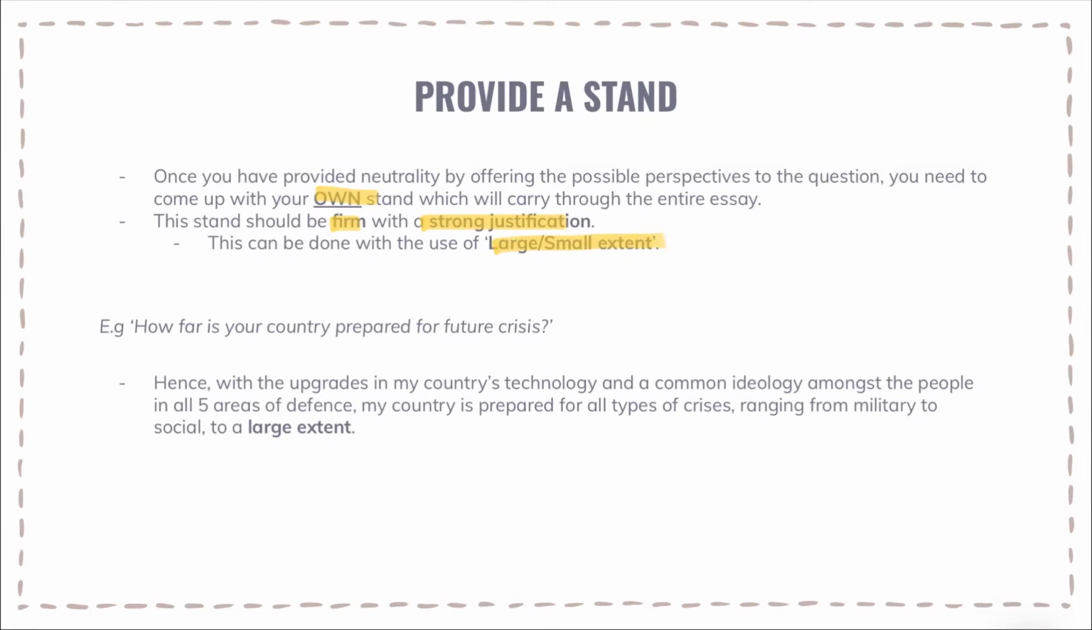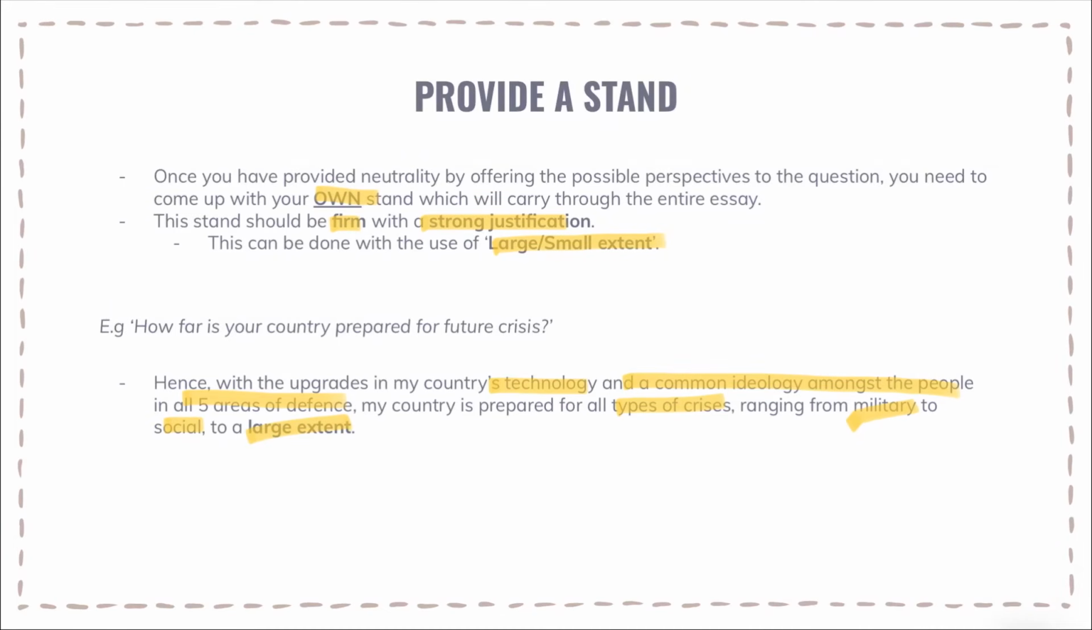It can be done with the use of large and small extent. I'll give you an example over here. How far is your country prepared for future crisis? So, an example to sum up my entire introduction: let's say I've already done my generating of interest, and I've already provided the 2 sides to the argument. I'll conclude by saying, hence, with the upgrades in my country's technology and a common ideology amongst the people, in all 5 areas of defense, or total defense, my country is prepared for all types of crisis, ranging from military to social, to a large extent.